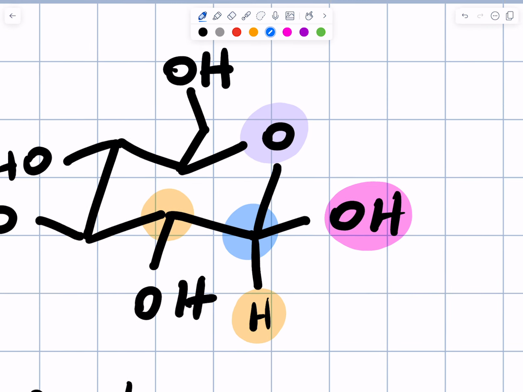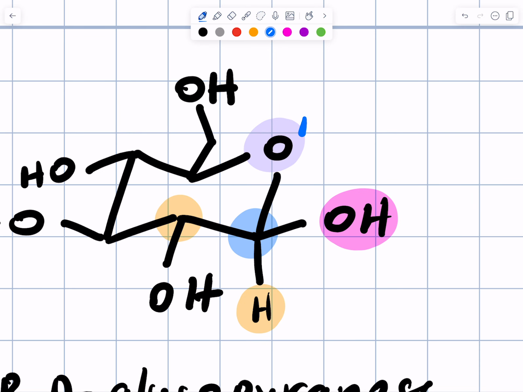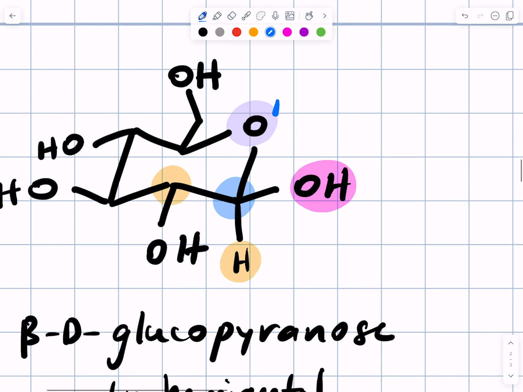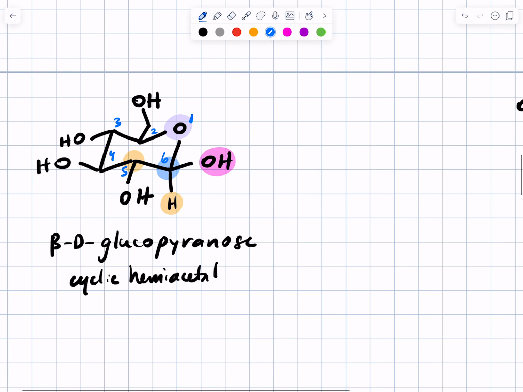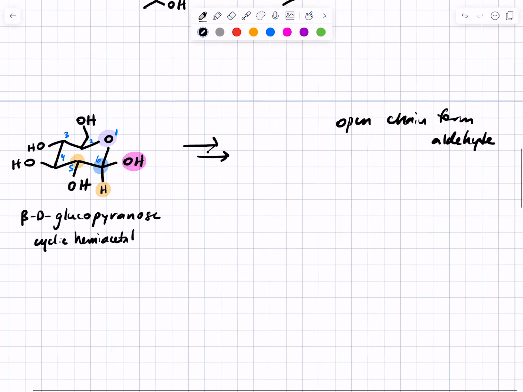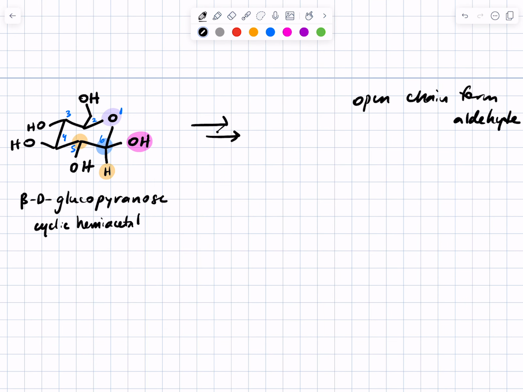So as I said, let's start with the purple OR group. That's going to be the oxygen that was the nucleophile when we made the hemiacetal. And we're going to number around the ring 2, 3, 4, 5, and 6 until we get to that blue carbon. All right? And I'm just going to draw the arrows to what the open chain form should be. Let's now start with the OH group. It will be most convenient.